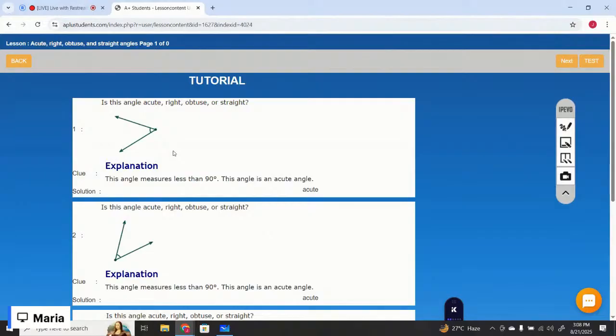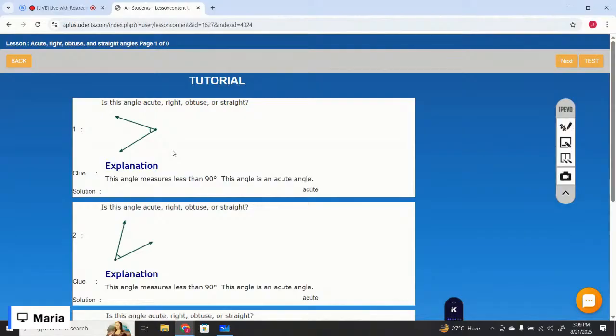Is this angle acute, right, obtuse, or straight? So first thing we need to learn is what are these angles, right? Acute angles are the angles that measure less than 90 degrees. An angle that measures less than 90 degrees is known as the acute angle, and the angle that measures more than 90 degrees is the obtuse angle. Right angle is the one in which one of the angles exactly measures 90 degrees, and then the straight line is the one that has the angle that is at 180 degrees.